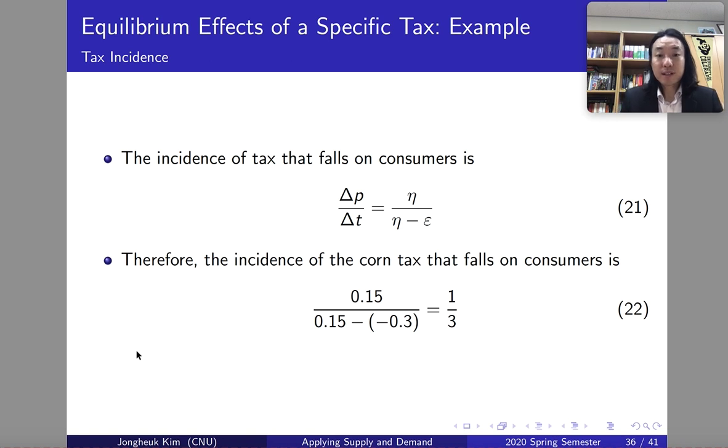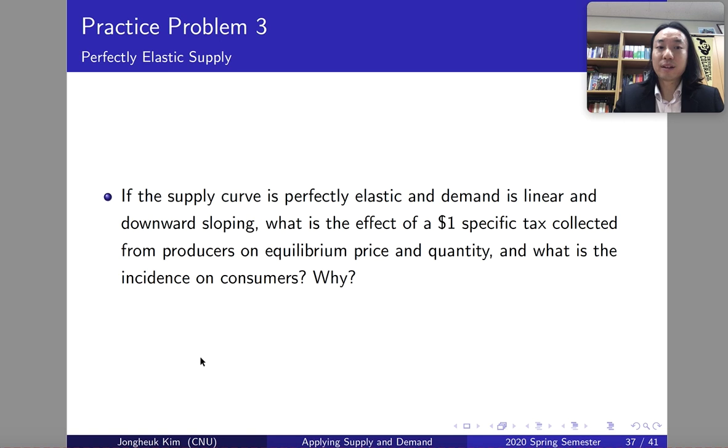So the tax incidence falling on the consumers in this market is only 1/3. Okay, so 2/3 of the tax incidence will fall on the producer side. So producers will have twice the burden of the tax. Why? The why is really important. It depends on the elasticity.